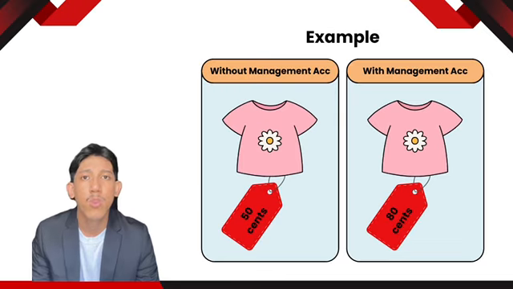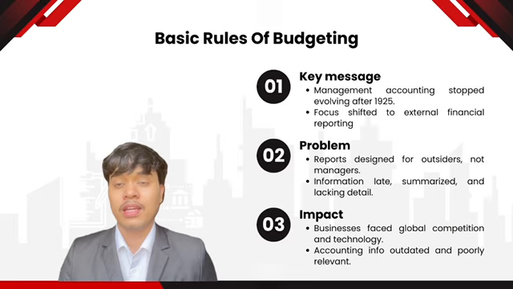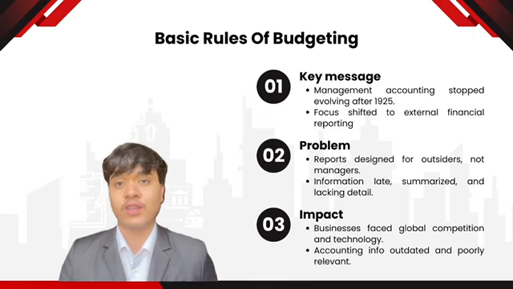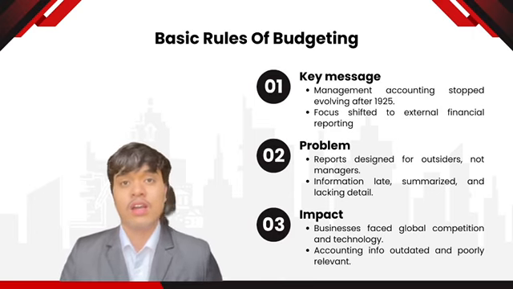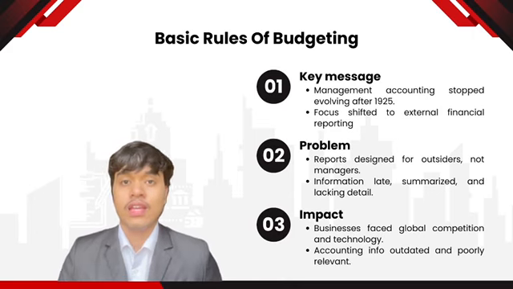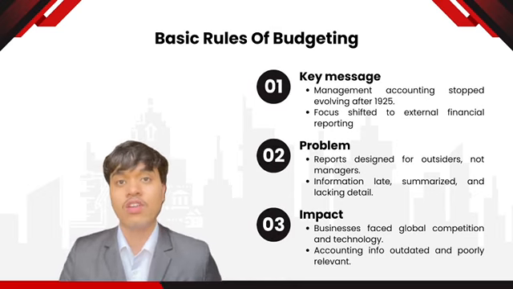But as with any good story, the hero does not stay on top forever. Exactly. After 1925, management accounting kinda stopped evolving. Why? Because accountants shifted focus to financial reporting. Instead of asking, what do managers need to make better decisions? The question became, what do shareholders and regulators want to see? That sounds fine, but here's the catch. External reports are designed for outsiders, not insiders. They are prepared quarterly or annually. They are summarized and they don't have the details managers need day to day.